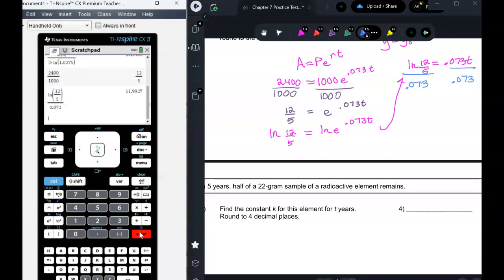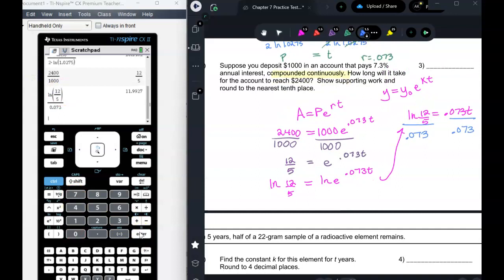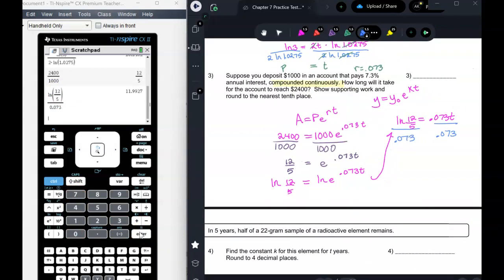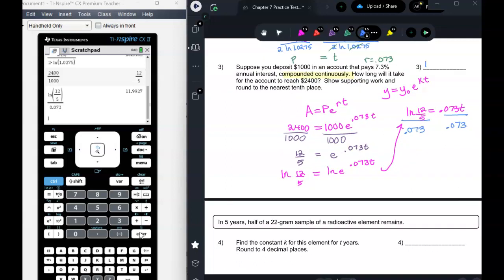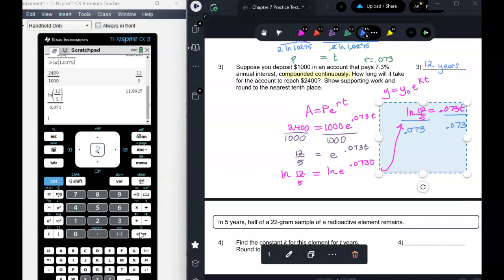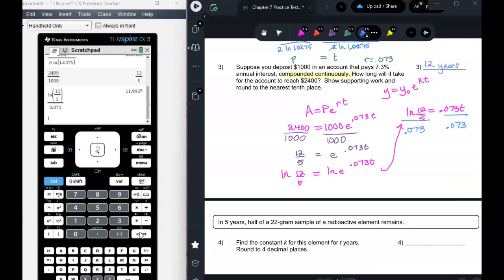Is it better to have it as a fraction or as this? I know it doesn't really matter, but is it more accurate as a fraction? Usually. Okay, so we plug that all in. We get... Yeah, so we're just dividing. Okay, so if it's 11.99 and I say round to the tenth, that's where it becomes 12. Okay.